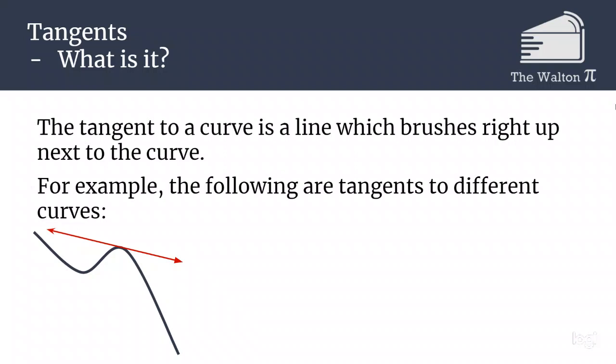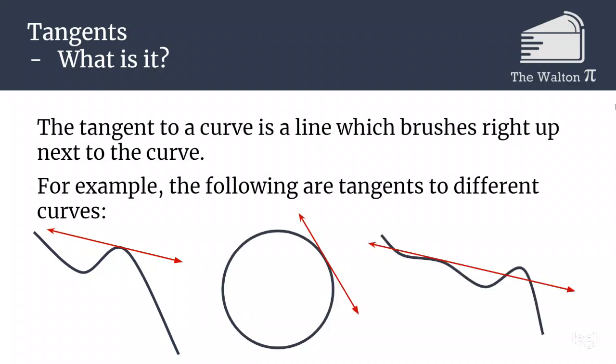So each of these little straight red lines, those are going to be tangents to different curves at the point it intersects. So notice how that red line brushes right up next to it, but doesn't cross it except at that one point. There's another tangent for a circle, and here's a tangent for some other curve.